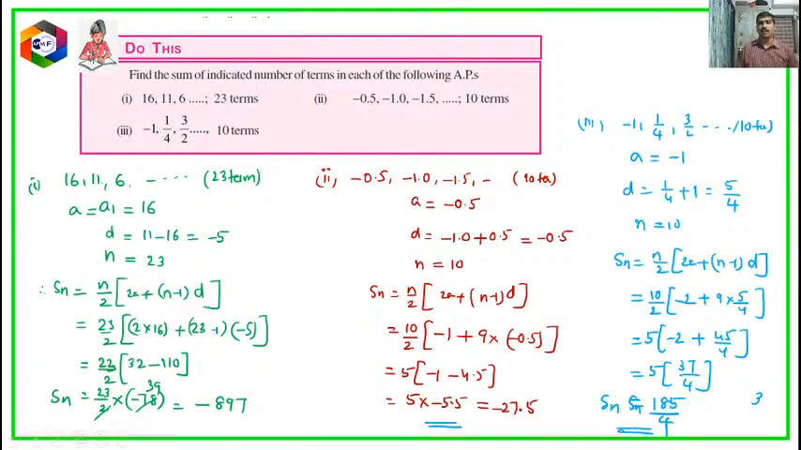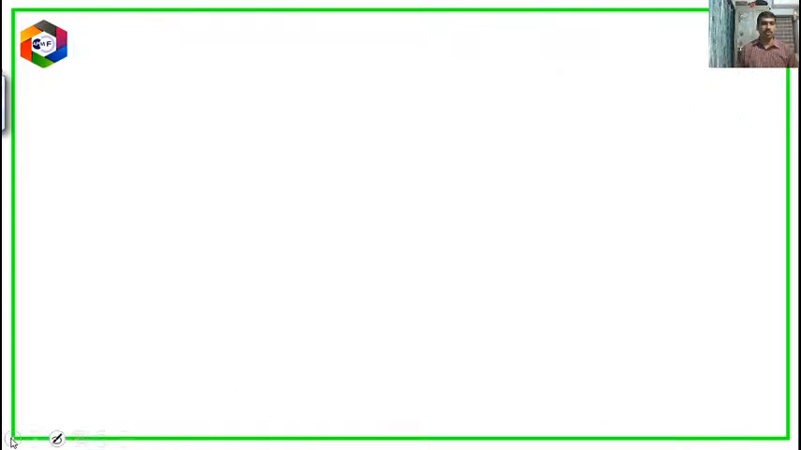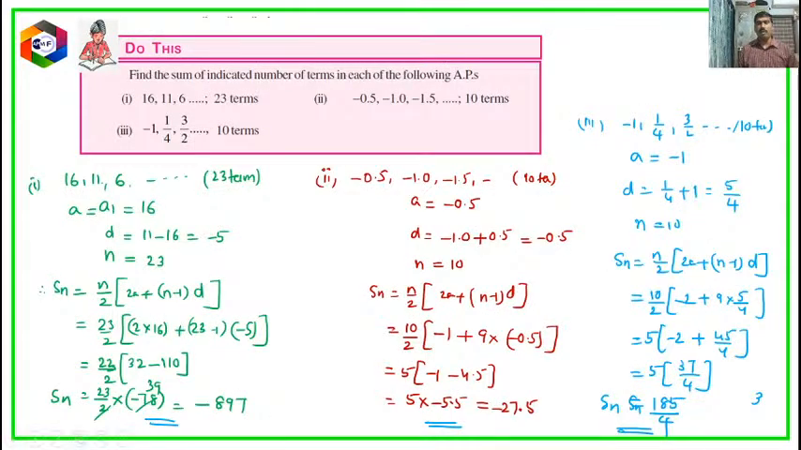Okay, yes children. So with this, today's session we are going to conclude. With this all the problems are completed. Tomorrow we will freshly start the exercise problems, and these are all based on this.